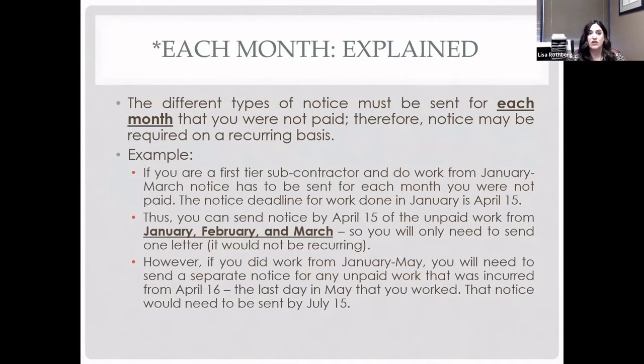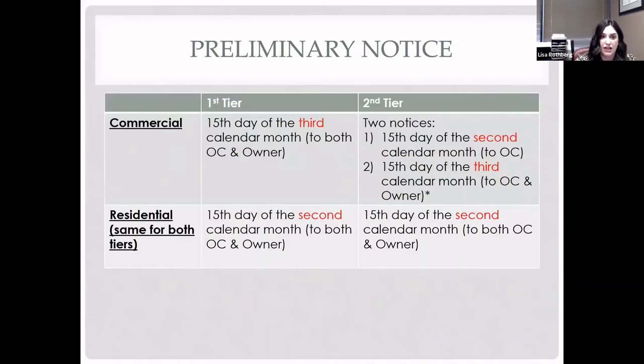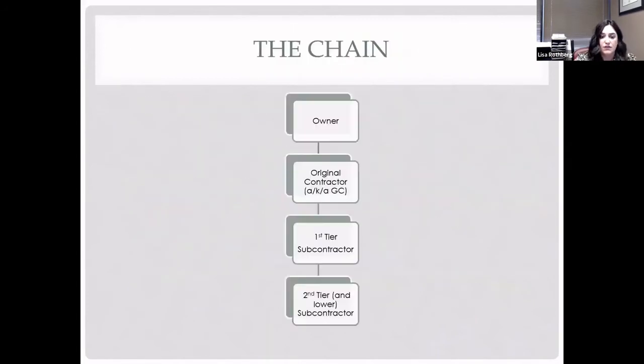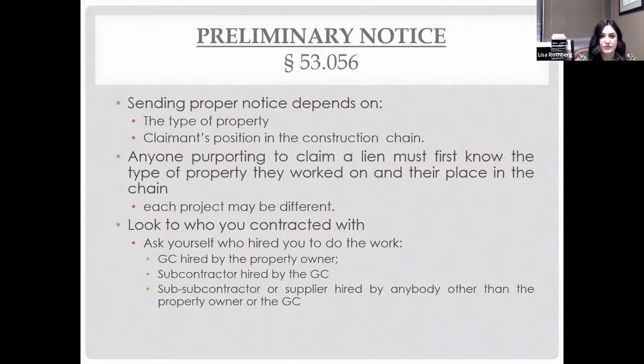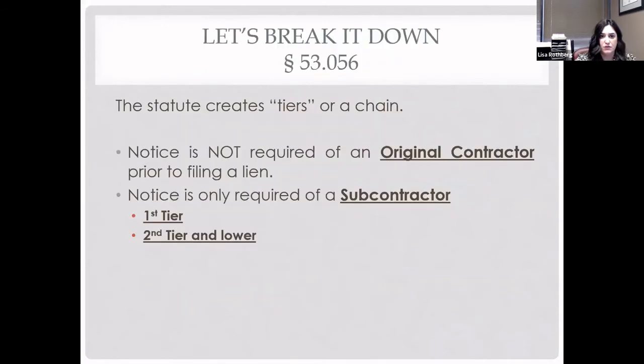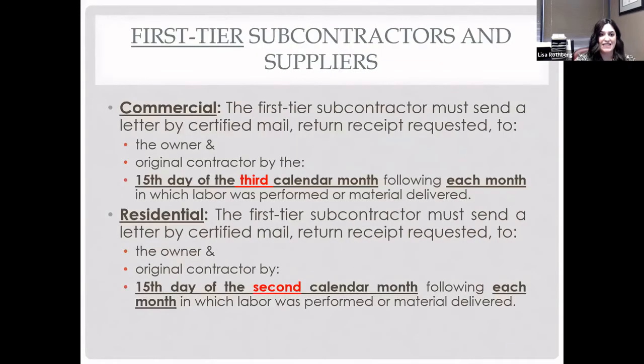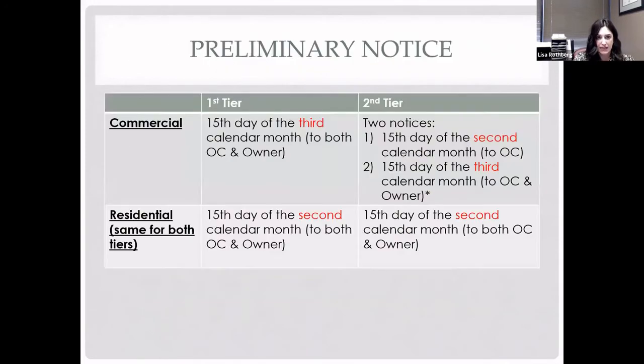Okay, so I do want to talk about each month explained because I feel like this is an issue I run into a lot, and a lot of our clients have questions about, and a lot of lawyers have questions about. And so as you recall, the statute says, go back and just look at it really quick. So it says that for commercial properties, you have to send the notice by the 15th day of the third calendar month following each month in which labor was performed or materials delivered. Okay, so what does that mean?